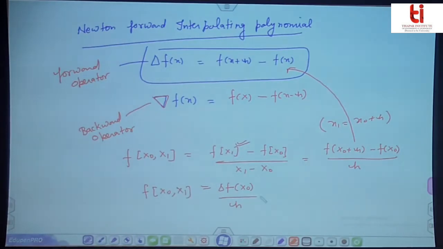Next is the value f[x0, x1, x2], which is f[x1, x2] minus f[x0, x1] upon x2 minus x0. What is the value of x2 minus x0?